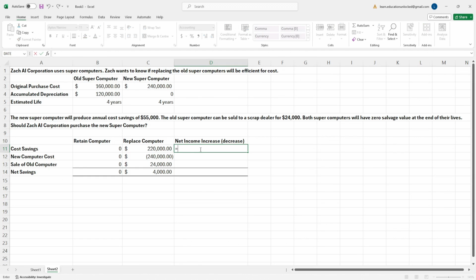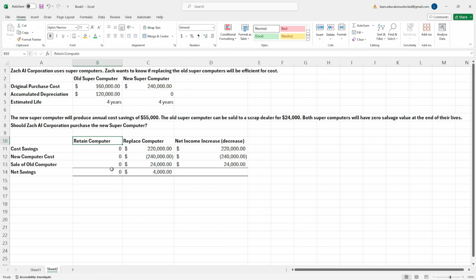And our net income decrease or increase, it's just going to be the same, since our retained computer is all zero. And so this gives us our final number of 4,000. So what this tells us is that replacing the computer and purchasing the new supercomputers will actually save us $4,000. So this is the answer. We should replace the computer.